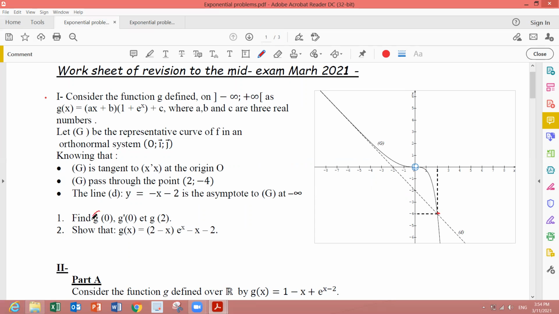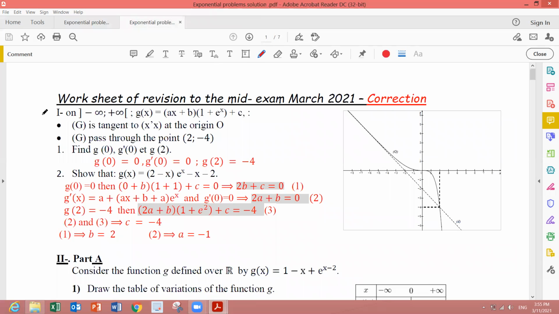Calculate g of 0. G of 0 equals 0, because the curve passes through the point O. G prime of 0 is also 0, because g prime of 0 is the slope of the tangent at O, and at O the x-axis is the tangent, so g prime of 0 equals 0. And g of 2 is equal to minus 4.